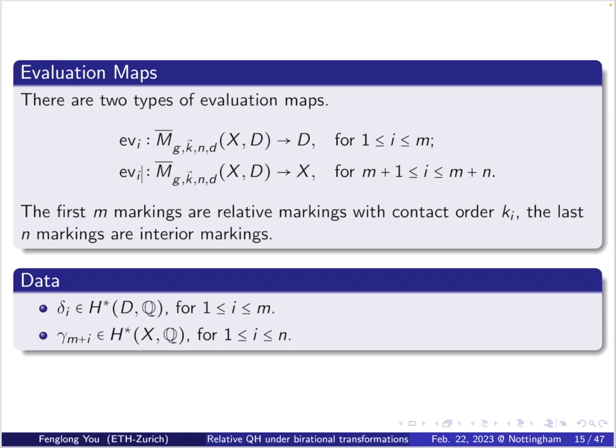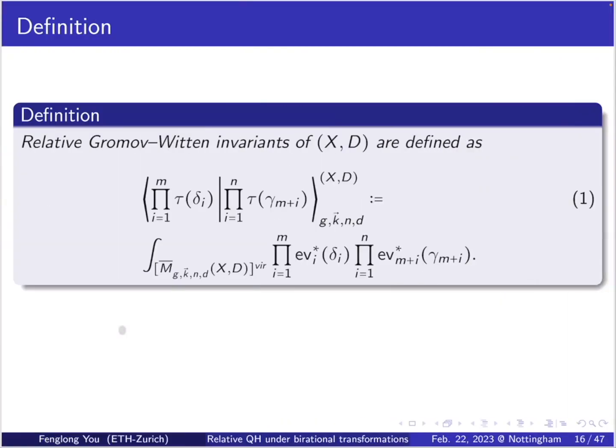And there are some regular markings like what we have seen earlier for absolute Gromov-Witten theory. So there are two types of evaluation maps. You can pull back some cohomology classes from D and X, and then again, the definition is similar to absolute Gromov-Witten theory. We just pull back these cohomology classes by the evaluation maps, and then intersect with the virtual fundamental class. Then we get a number, and this number is a relative Gromov-Witten invariant. So the definition is similar to the absolute case.